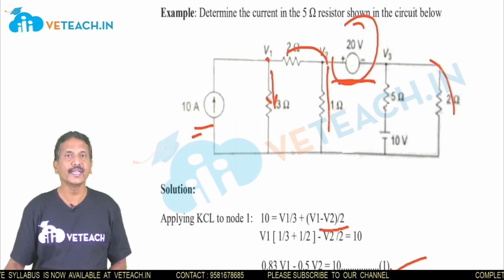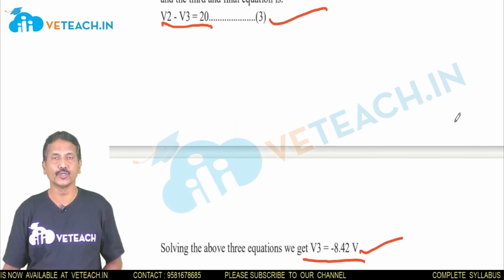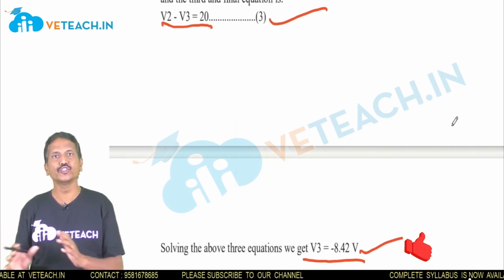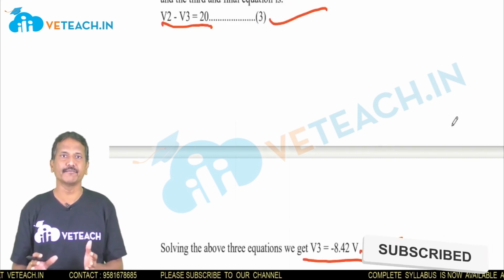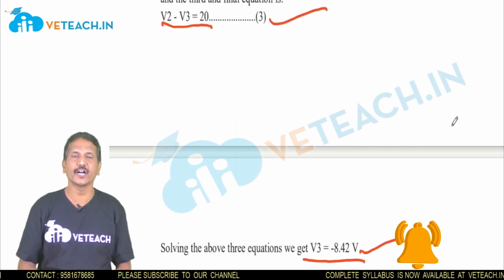Okay, so like this we will find the super mesh as well as the super node, right? So mesh and super mesh, node and super node are somewhat different here. Okay, we are minimizing the relations and we are finding the unknown values.